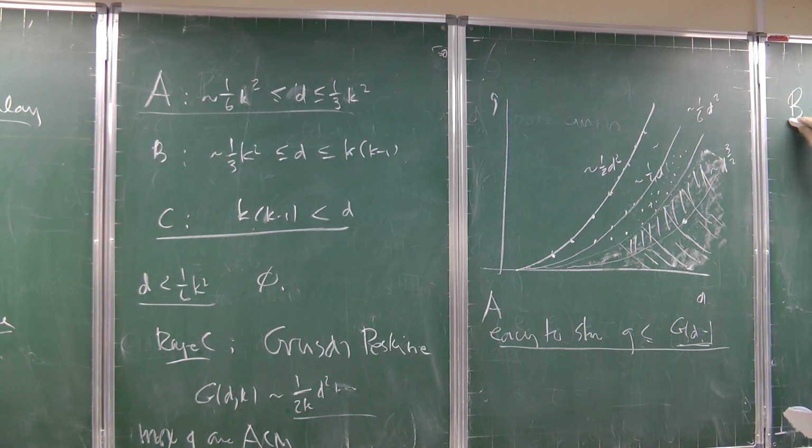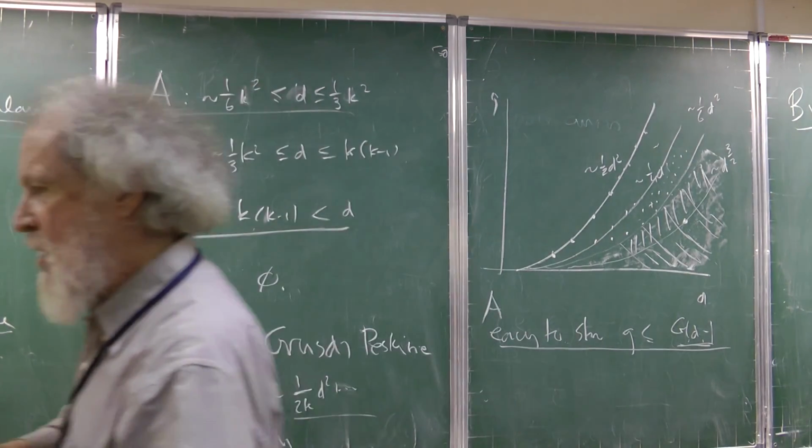The B range. By the way, the B range is empty until you get to k equals 4 or 5 or something. But in the B range, this is a subject that I worked on with Hirschowitz, André Hirschowitz, back in the 1980s. And we have a whole series of papers on this topic.